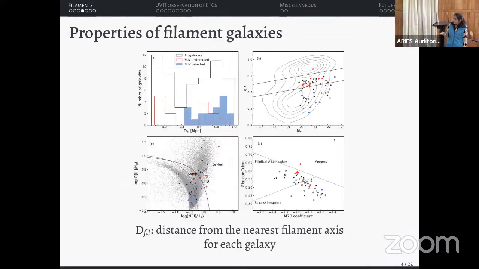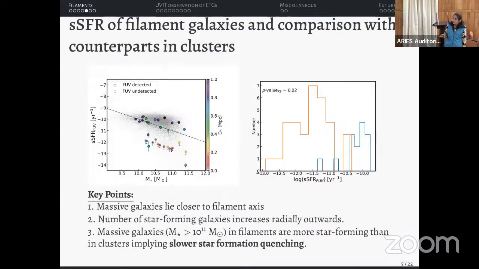So for the galaxies which were not detected, we did force photometry on them, and then did aperture corrections.